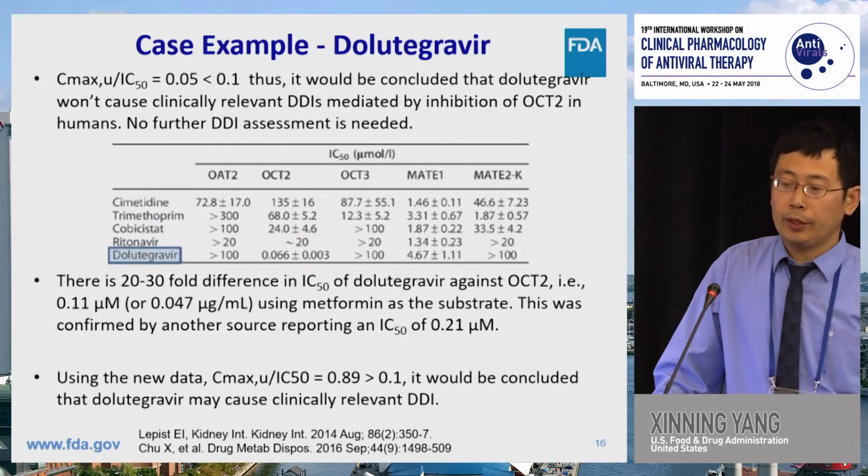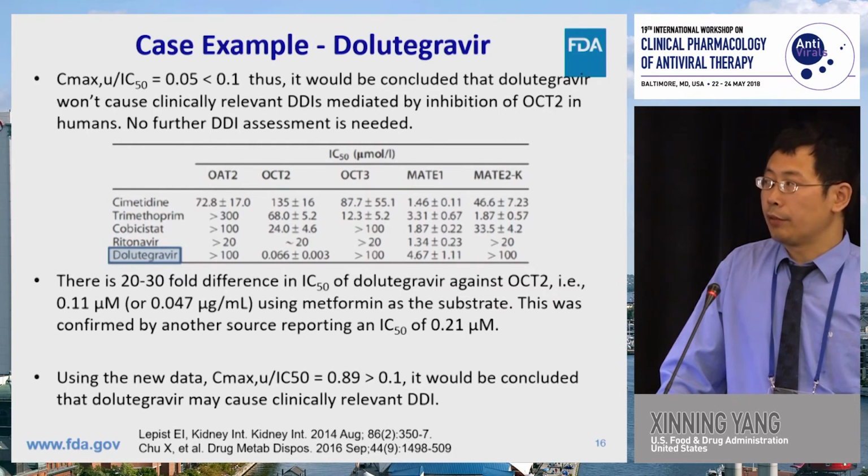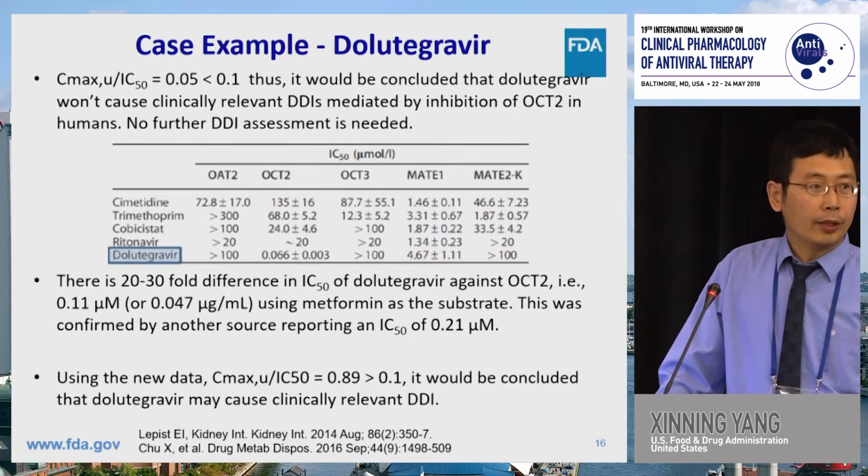So if you calculate the ratio of unbound Cmax divided by the IC50, you will get a ratio of around 0.05. So that's less than the cutoff value we propose, 0.1. So from this, you will conclude that dolutegravir won't inhibit OCT2 in vivo, and you may not need to consider further in vivo studies.